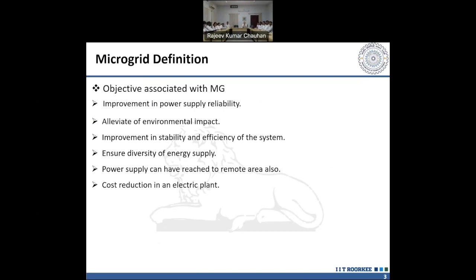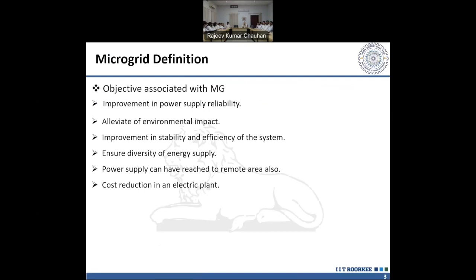The objective of the microgrid is improvement in the power supply reliability. So now I'm not dependent on the grid system. You have also seen in Agra, why do you need an inverter nowadays in your houses? Many of you will have one. What is the reason? Because there is a power cut, so you can use the inverter with the battery, which can supply. That gives you the reliability of the power.